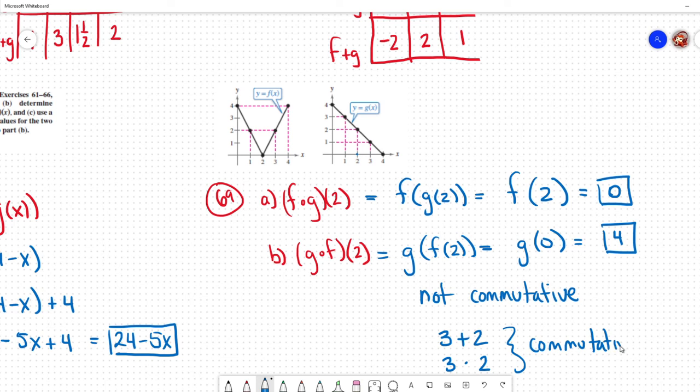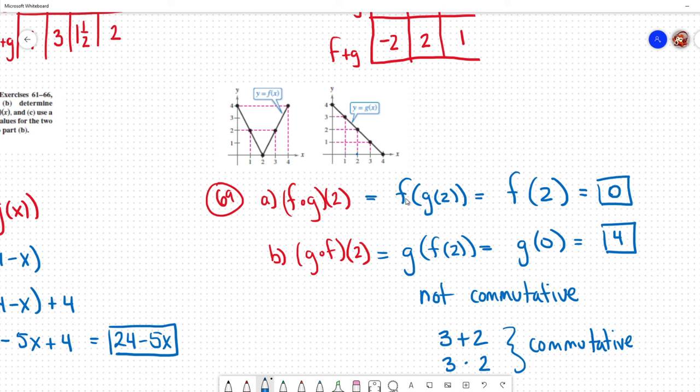So you may remember that term commutative from pre-algebra, elementary math, of, yeah, the order doesn't matter. 3 plus 2 is the same as 2 plus 3. 3 times 2 is the same as 2 times 3. So things that are not commutative: subtraction. 2 minus 1 is not going to give me the same as 1 minus 2. The order matters. Compositions of functions, this operation with the open dot, is not commutative.